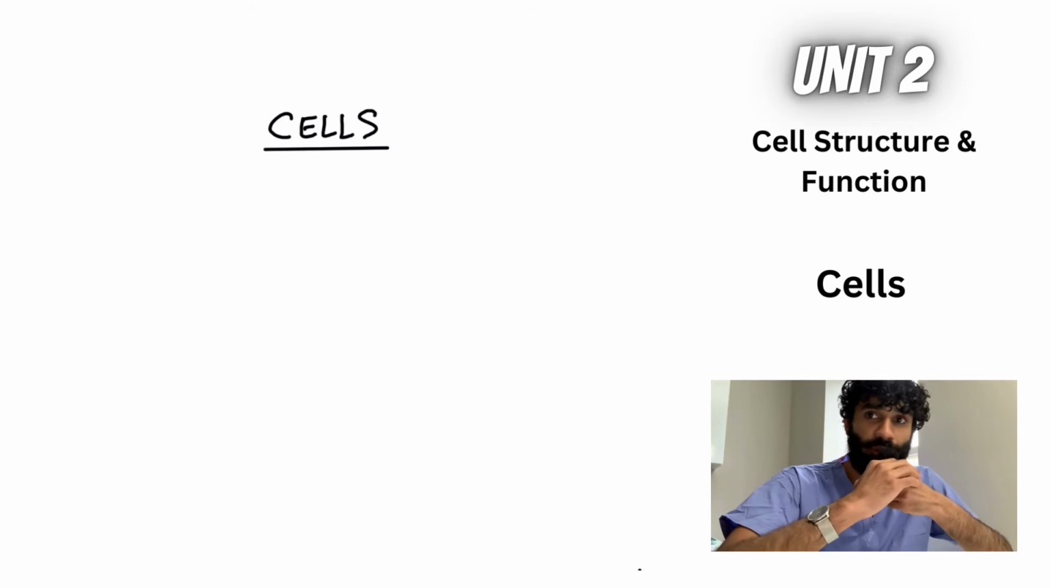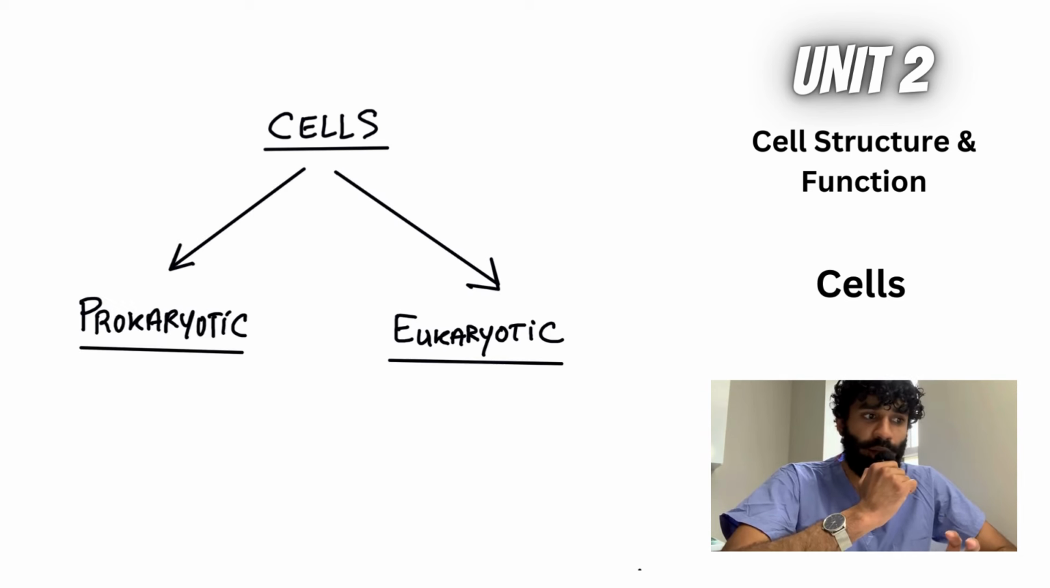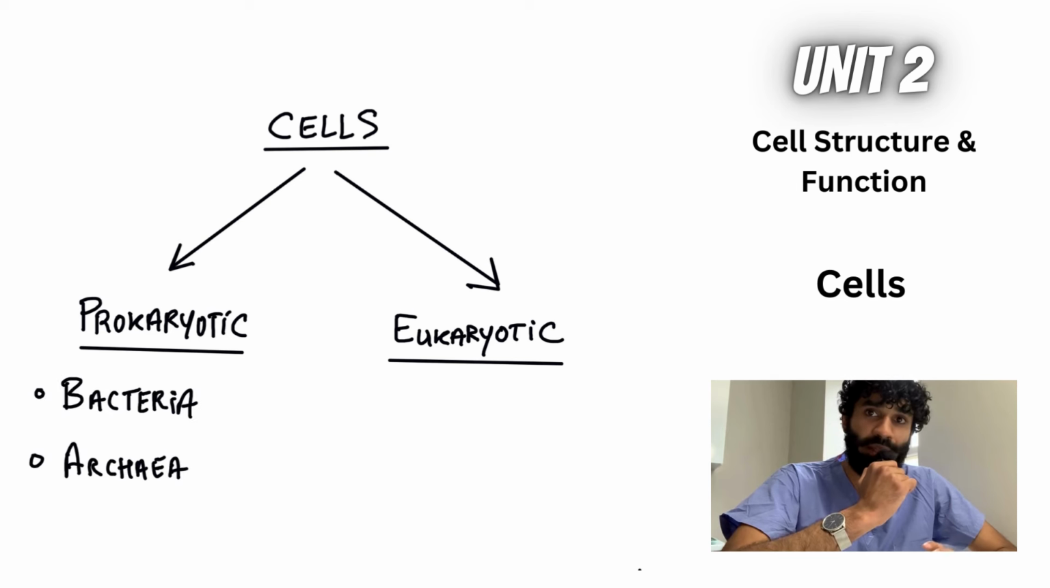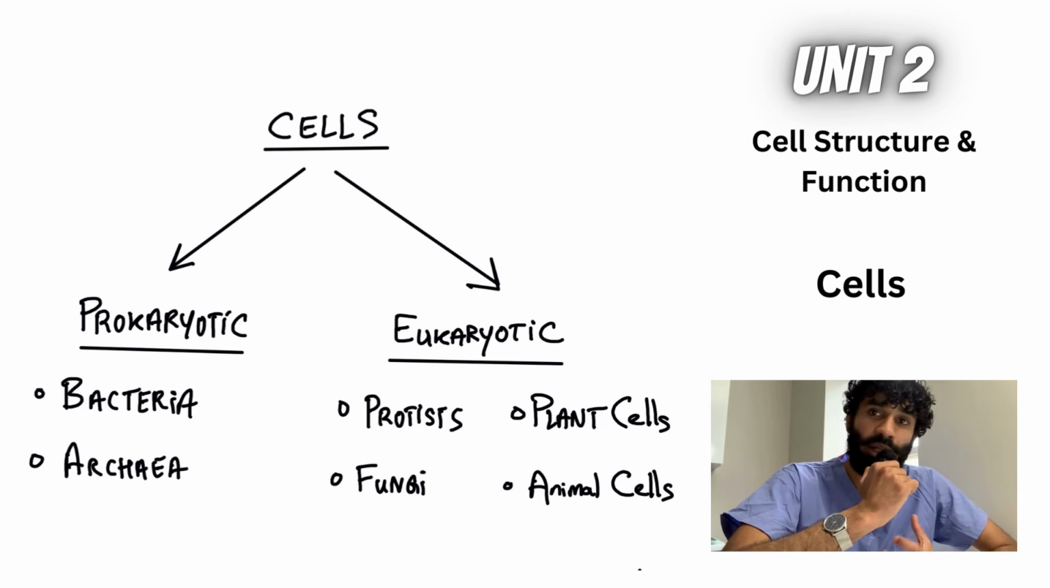Unit 2, Cell Structure and Function. The first block is cells. All cells are classified as prokaryotic or eukaryotic. Bacteria and archaea are prokaryotic, while protists, fungi, animal cells, and plant cells are eukaryotic.